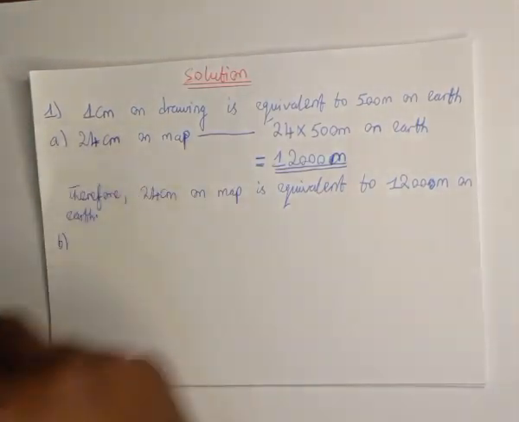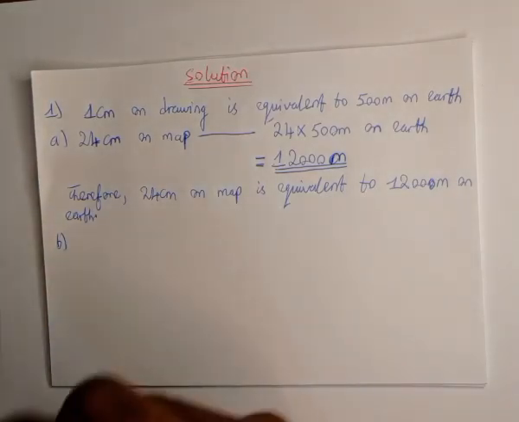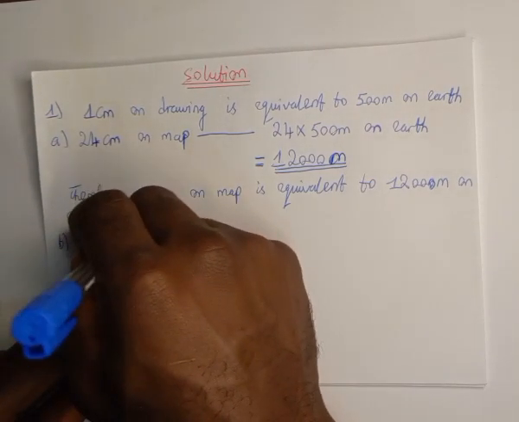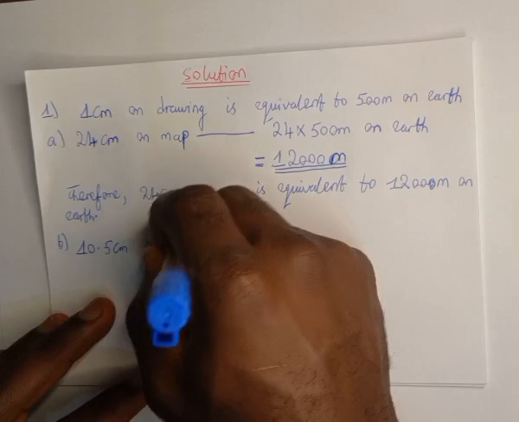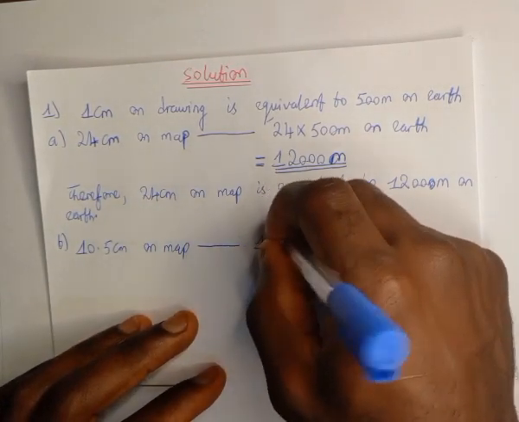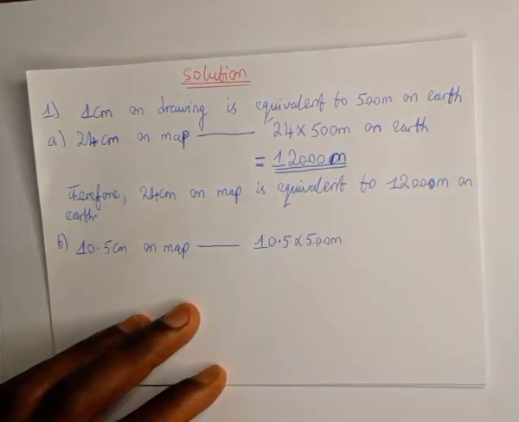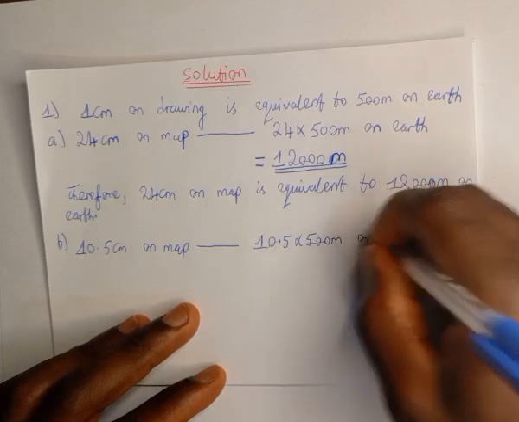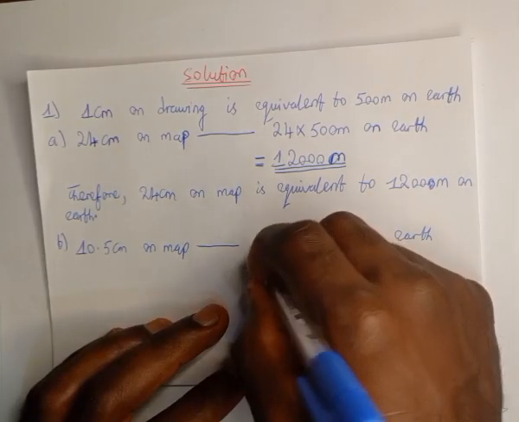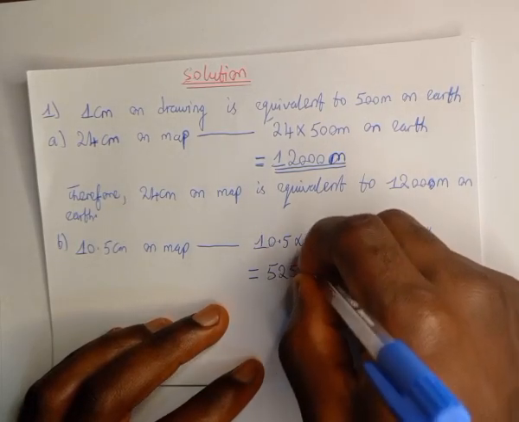We go to question B. For question B, we have 10.5 centimeters. So 10.5 centimeters on map will simply be equivalent to, we're going to take 10.5 times 500 meters. That's all on Earth, which will simply be equal to 5,250 meters.